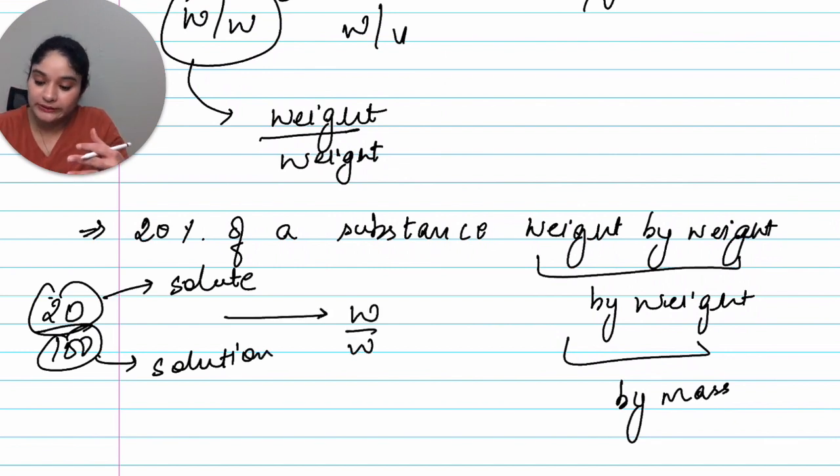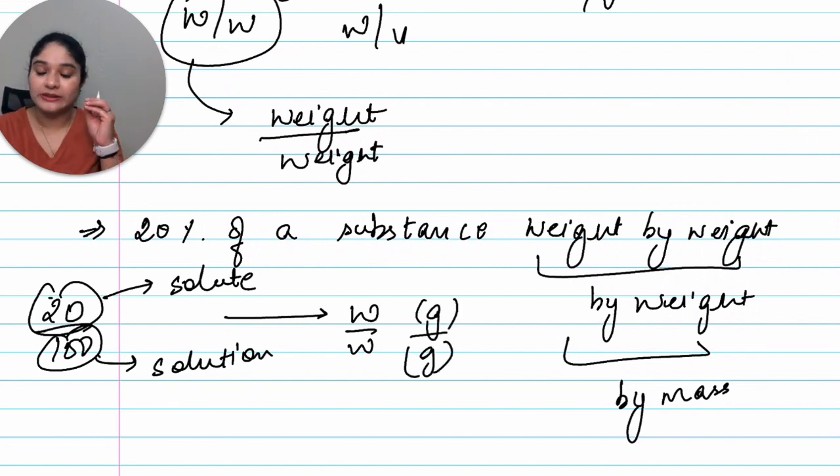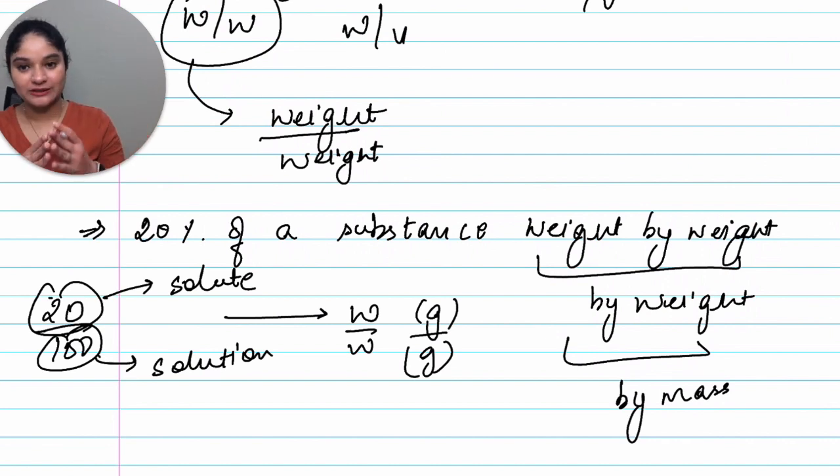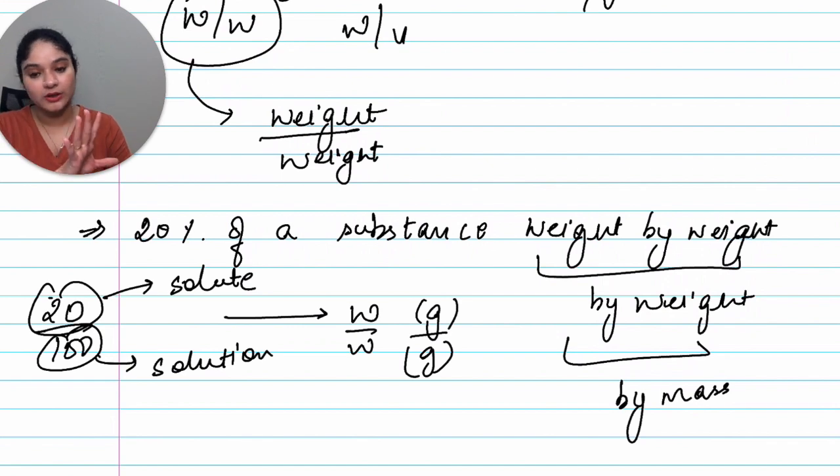And what are the units? The units will be gram over gram. So of course in chemistry we do not have CGS and SI unit system. So if we say it is gram by gram, it is supposed to be gram by gram. You cannot change it as per your convenience. You cannot make it kilograms. It has to be grams by grams. So when we say 20% of a substance weight by weight, we are saying 20 over 100, 20 grams of solute divided by solution. Okay, so 100 is your solution. This is what the information is.